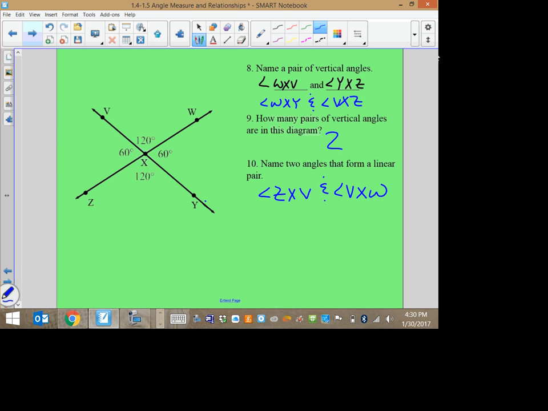So we also have something like angle YXZ and angle ZXV. There should be 2 or 3 more, I believe, 2 that you can name. If I didn't list the one that you had in mind, that doesn't necessarily mean it's wrong.